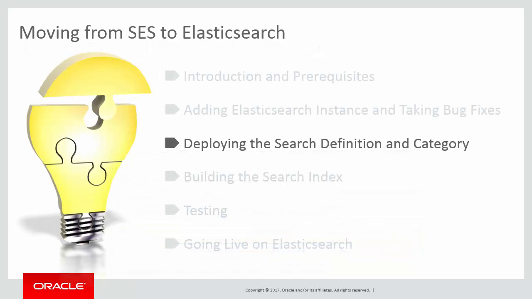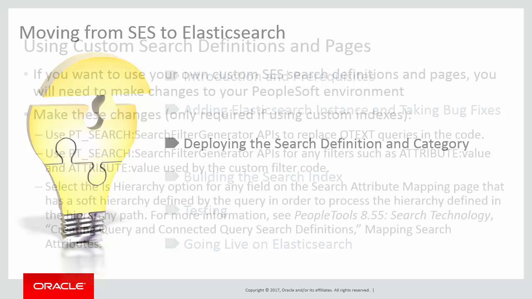This section describes how to deploy your search definitions and search categories. Oracle recommends that you deploy your search definitions automatically using the ACM template. See the Spotlight Series training, Deploying Elasticsearch, for details. You can also deploy your search definitions and categories manually, which is covered in this section.